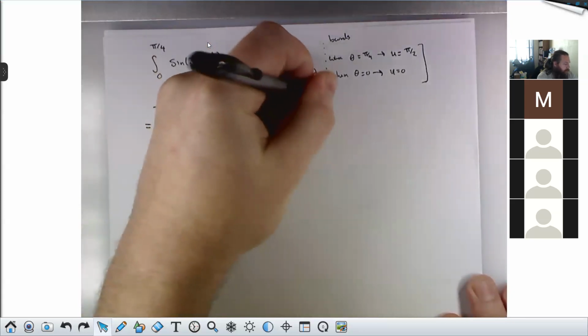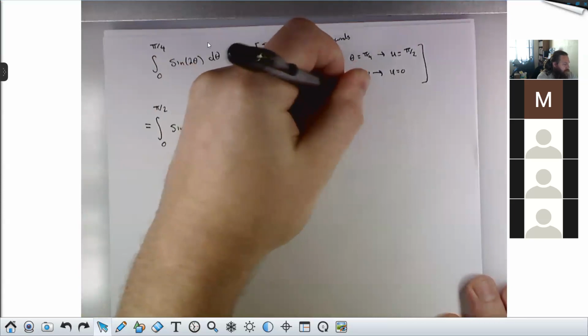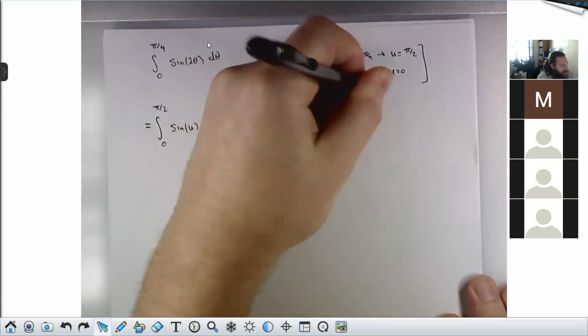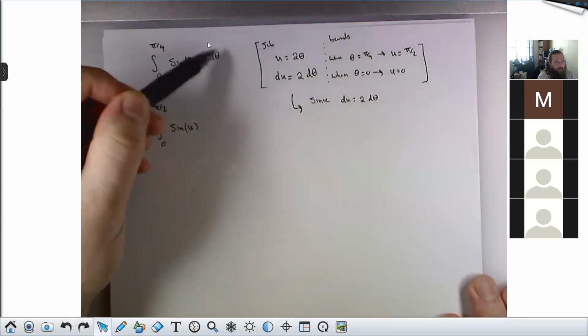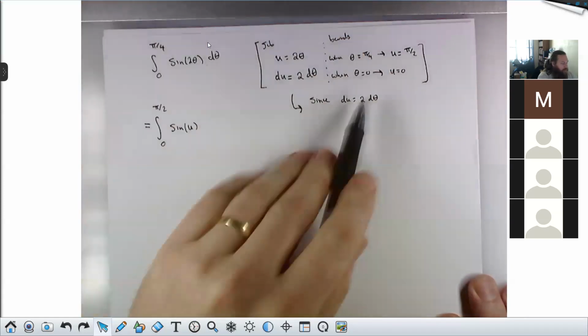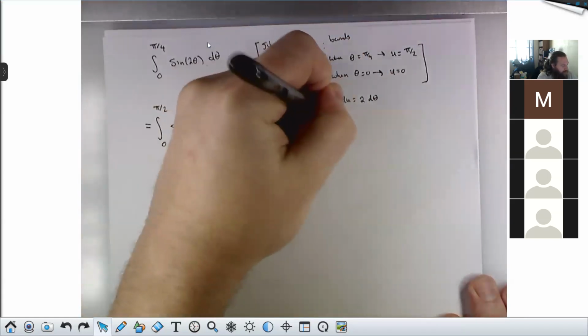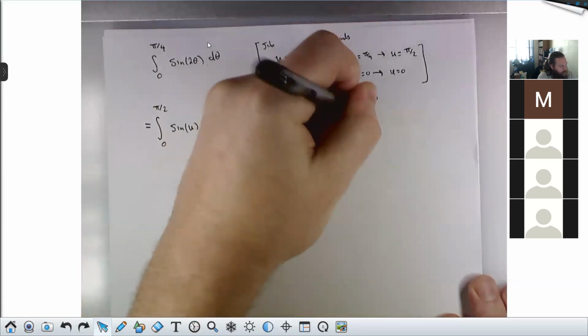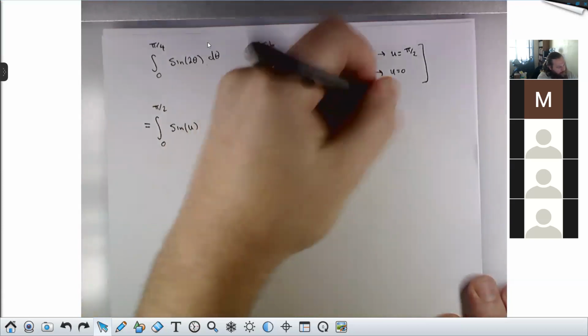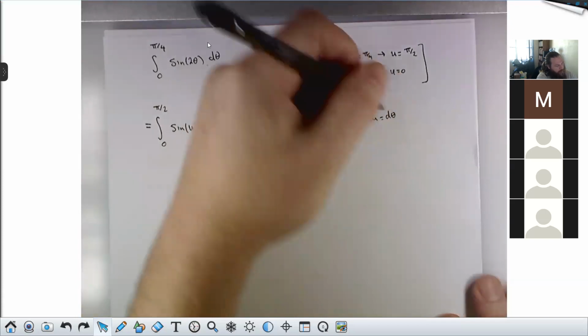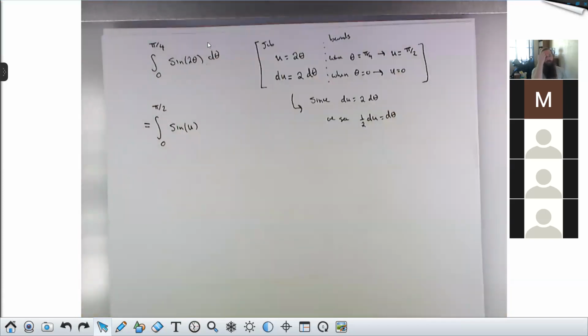Since du is equal to 2 d theta, I'm trying to plug in for d theta here. So I'm going to solve this for d theta. We see that 1/2 du is equal to d theta. Right, just divide both sides here by 2. Then you see that d theta, this piece that I'm trying to replace down here, isn't just du, it's 1/2 du.